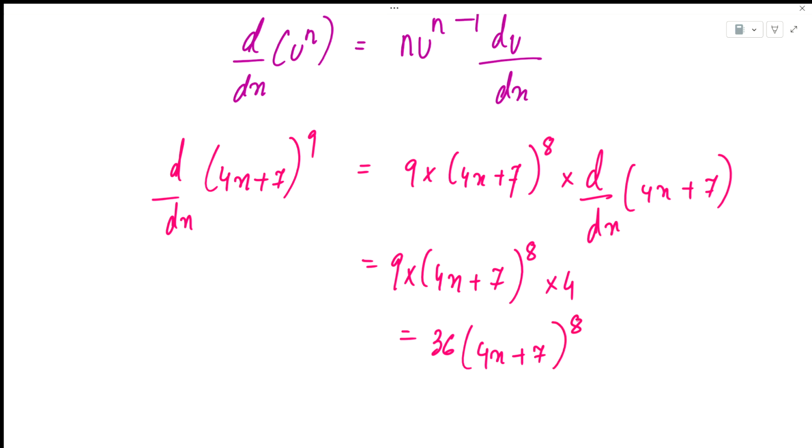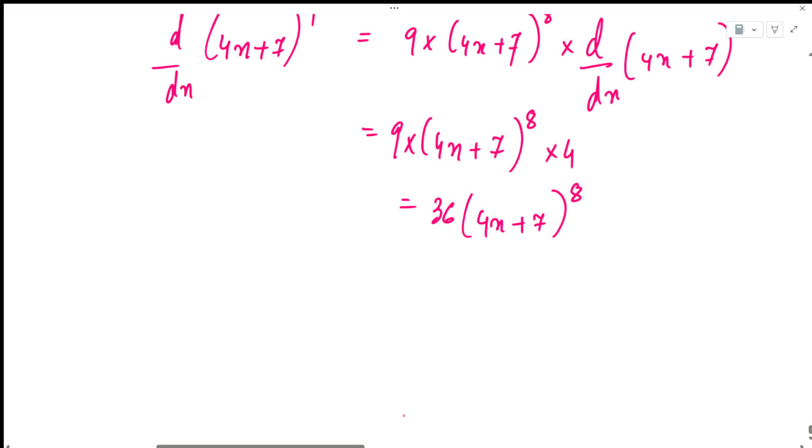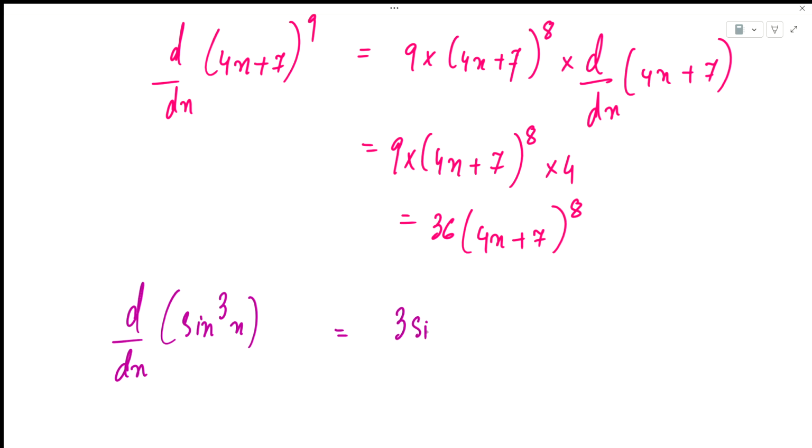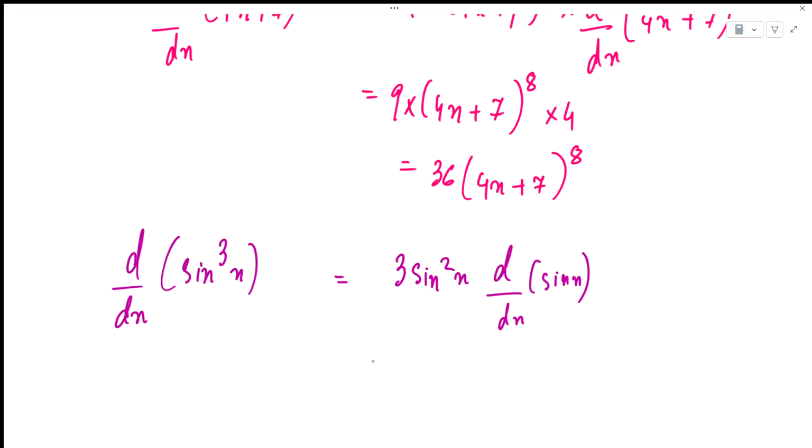Next, let's say I have d by dx of sine cube x. So what you do is treat sine x as u. This is going to give me 3 sine square x, and then d by dx of sine x. So this is going to give me 3 sine square x into cos x.